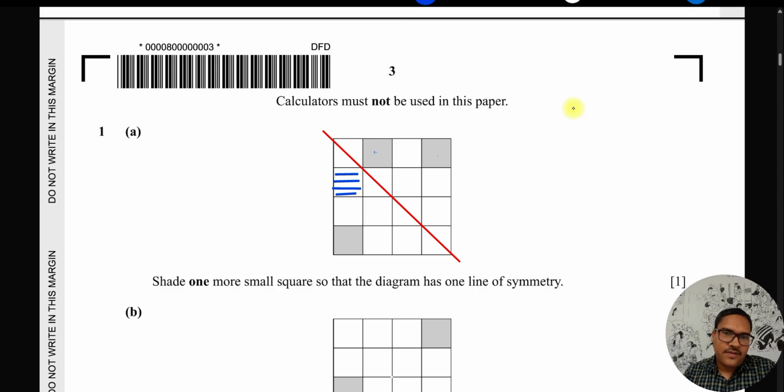This is one possible answer we can have. Otherwise, let's say I take this as the line of symmetry. Then for this side we don't have to shade anything, but for this one you have to shade this for symmetry. So there can be two possible answers: either you shade this or you shade this, only one. Both are correct answers. So this is the first question.